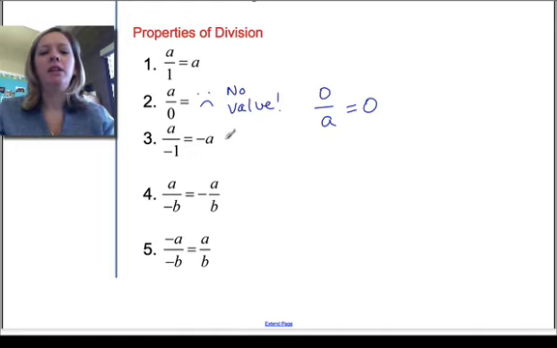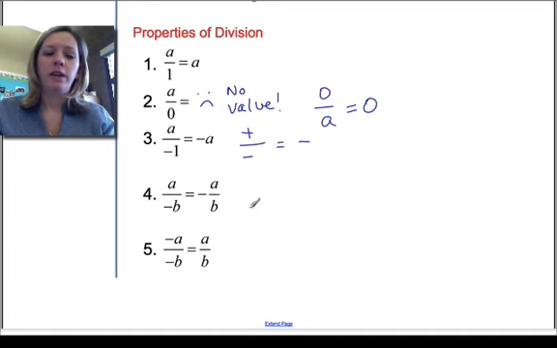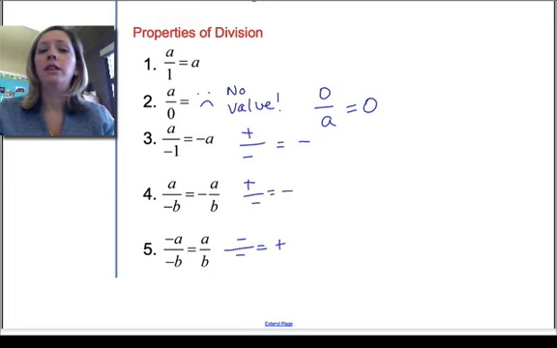Dividing by -1 finds the opposite of a number. So a divided by -1 would be negative a. So another way of saying this is a positive divided by a negative is negative. And again here we have a divided by -b gives us negative a divided by b. And again, that's the same way as saying a positive divided by a negative is negative. But what if we have two negatives? If we have negative a divided by negative b, then my result is going to be positive a divided by b. So that's like saying a negative divided by a negative is positive.